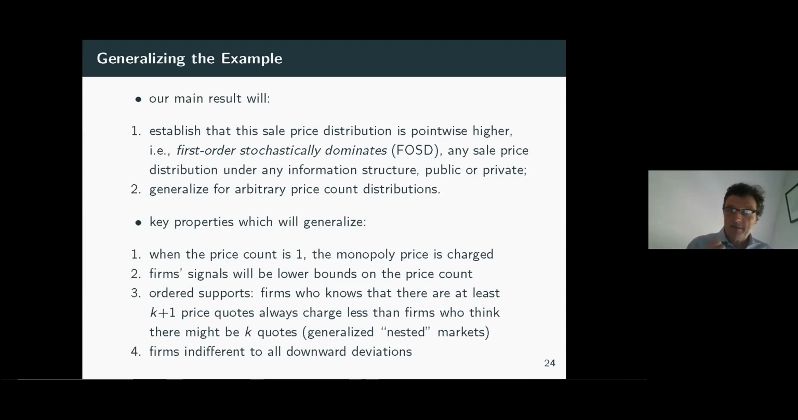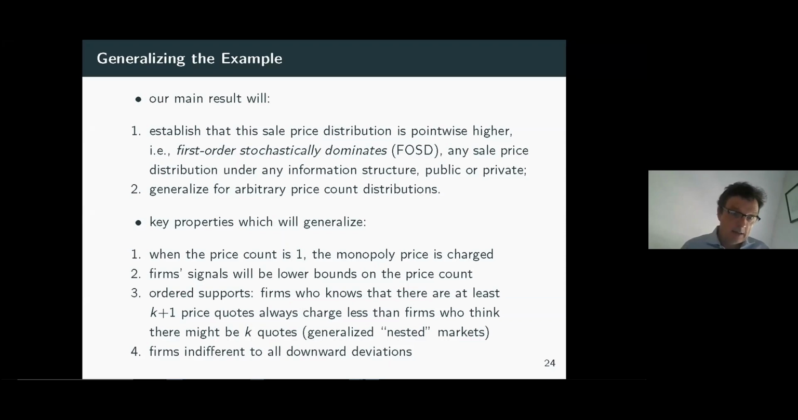The signals will have the interpretation that they represent information about what the lower bound of the price count is. And the equilibrium will have the property that the pricing of the types will have an ordered support property, namely firms that have a lower bound on the number of price counts will price higher. Firms that have a higher price quote as a lower bound will charge lower, therefore more competitively. So that generalizes the idea of nested markets that came up earlier with the public signals.